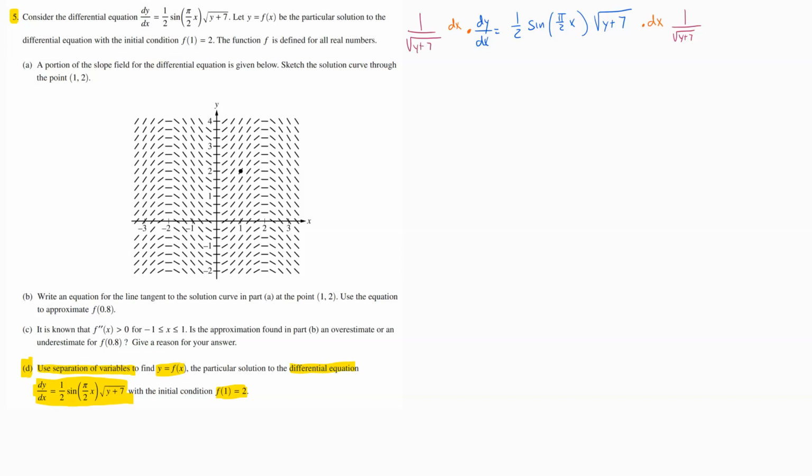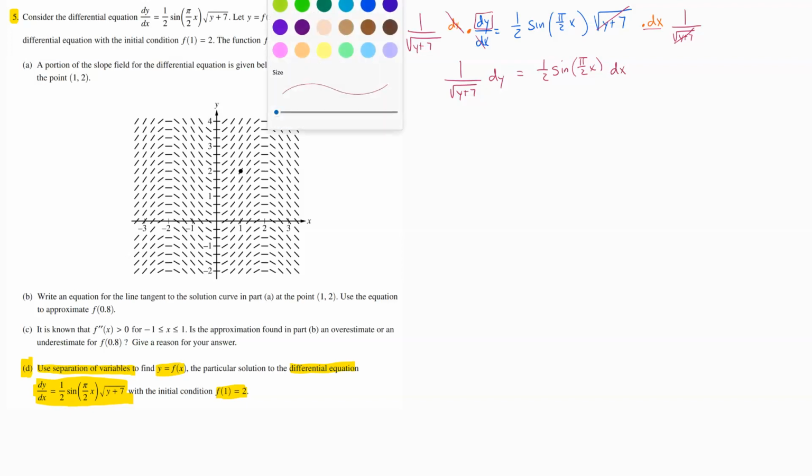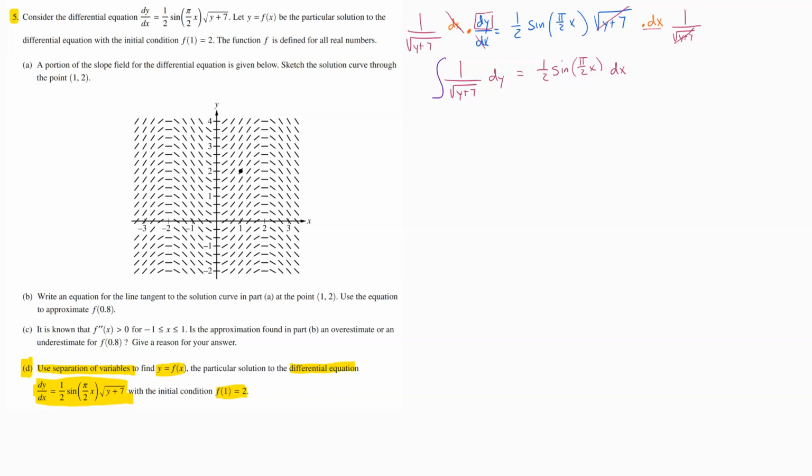Cleaning this up, on the left those dx's would cancel, and so we have 1 over the square root of y plus 7, and then we've got our dy still sitting there, and that's going to equal 1/2 the sine of pi over 2x, and then the square root of y plus 7 cancels with our square root of y plus 7, and then we have our dx over here. From there, now that we've got it separated, we can take the integral of both sides. Because now these both have the dy and the dx that they need, we're going to take the antiderivative on both sides of this function.